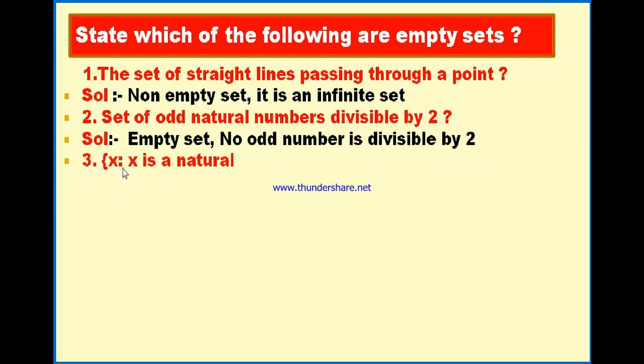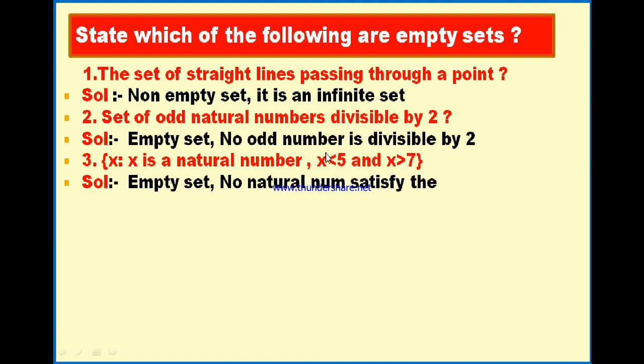Next question: x is such that x is a natural number and the condition is x should be less than 5 and x should be greater than 7. The natural number should be less than 5 and at the same time greater than 7. It is again impossible. You cannot take a natural number which satisfies both the conditions at the same time. Therefore, it is an empty set. No natural number satisfies both the given conditions.